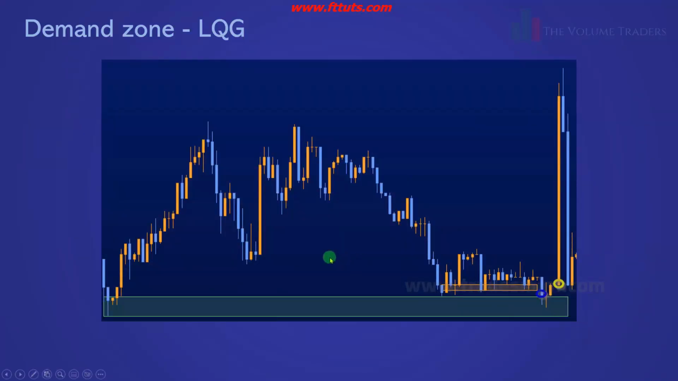Another example, a very hard move. I believe there was news, some red folder, but also right above the demand, price created a support. It was sitting on a level. Again, liquidity grab. The aggressive entry could be right after breaking this imbalance, at the closure of this one candle.